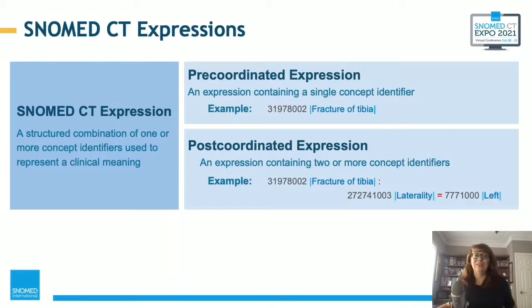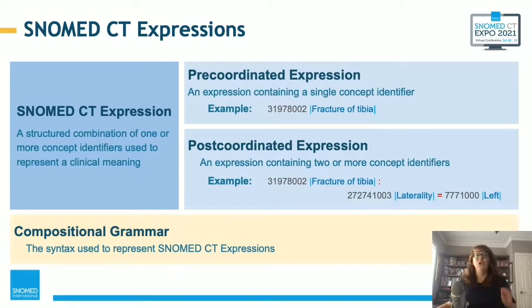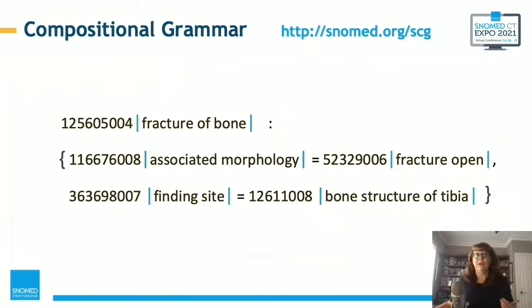The second type of expression is called a post-coordinated expression, and these normally contain two or more concept identifiers. An example of a typical post-coordinated expression for fracture of the left tibia can be read as fracture of the tibia with a laterality of left. And lastly, compositional grammar is the syntax used to represent SNOMED expressions. Compositional grammar is a formal grammar described using a notation called ABNF, which stands for Augmented Backus-Naur Form. This basically describes what symbols you can use and how the parts of an expression can be constructed and then parsed. The compositional grammar syntax is defined in a specification that you can find at snomed.org/SCG, which stands for SNOMED Compositional Grammar.